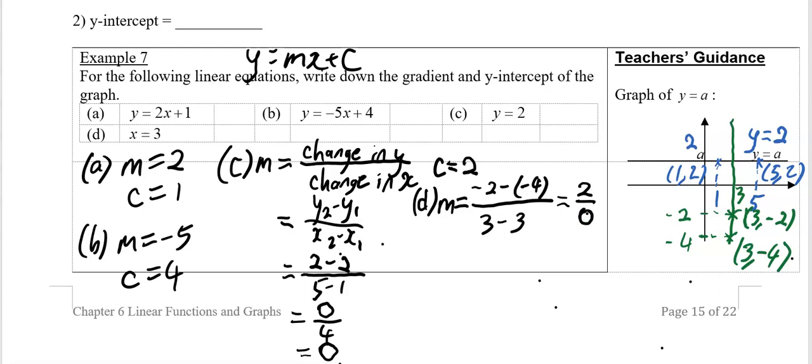Okay, so actually for this question, you can simply state that m is undefined. Okay, likewise to part C, I am actually writing it in greater detail so that you are clear why a vertical line has gradient as undefined.